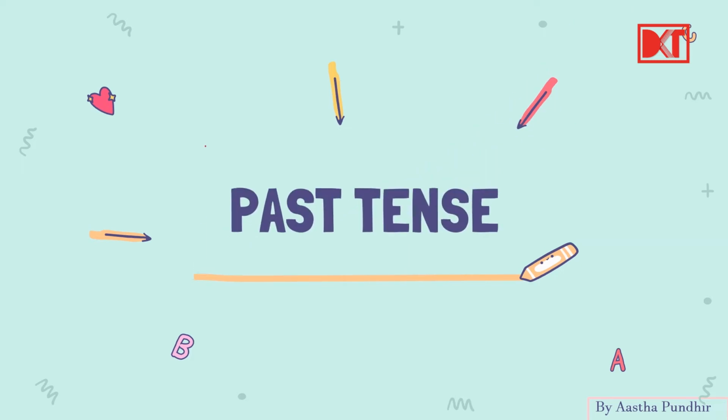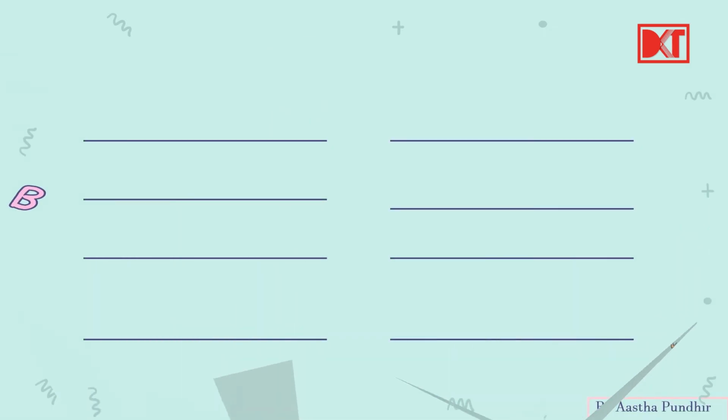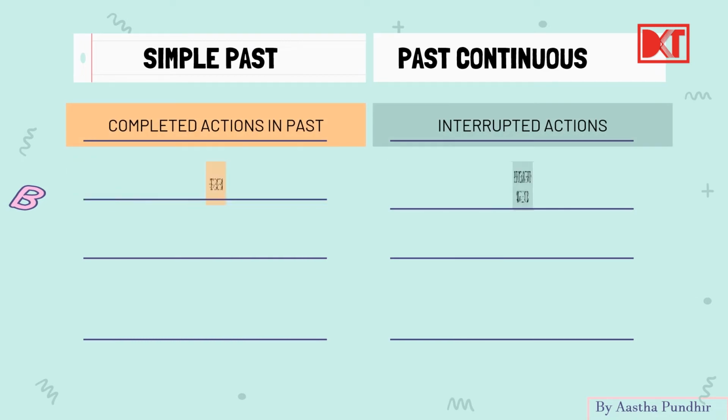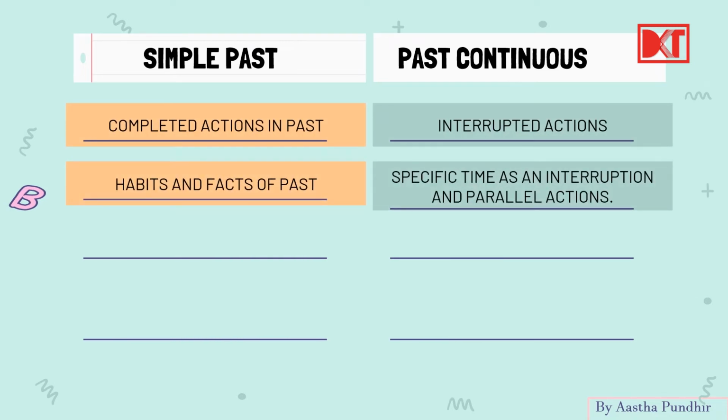So now we have done present tense and now it's time to move on to the past tense. Let's start. Alright, so when do we use simple past and when do we use past continuous? Let's see.